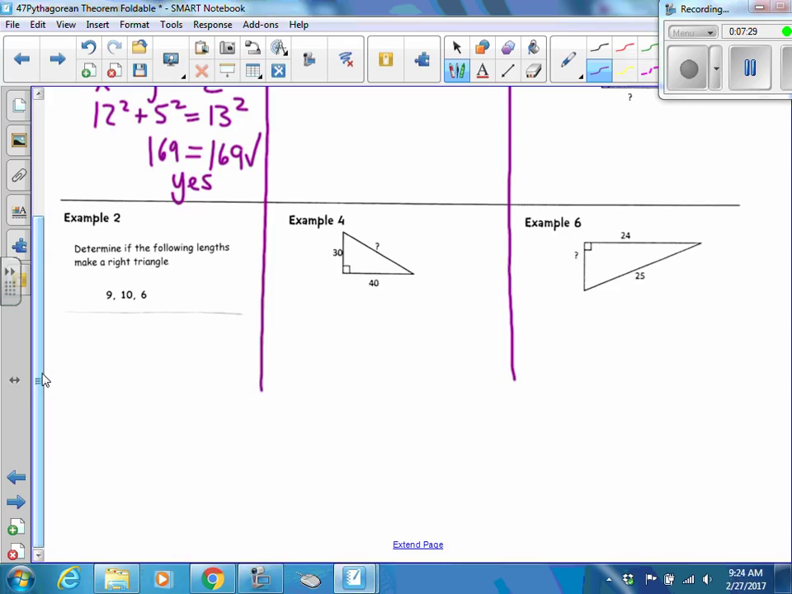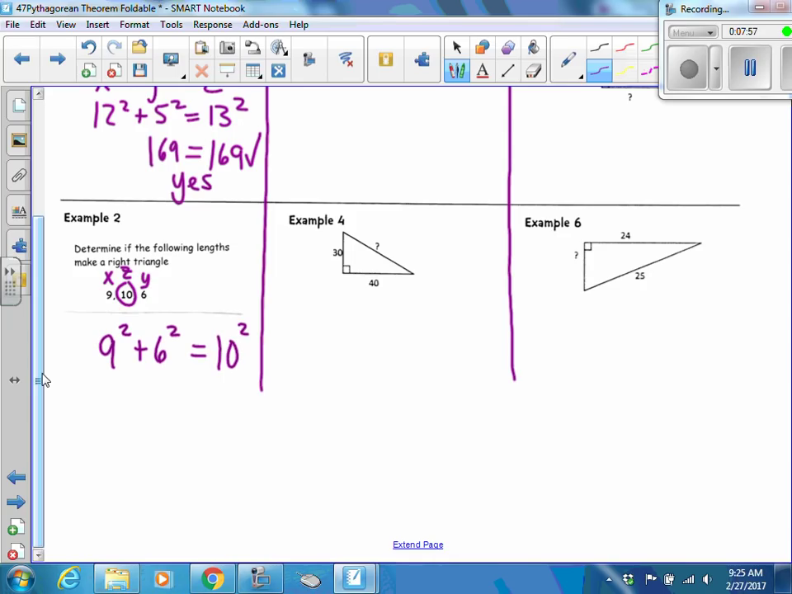Notice we don't have a figure for example 2, so we have to be a little more careful about selecting our hypotenuse. We do know that it's the longest side, so again I'm going to circle it and label it Z. And since the legs are interchangeable, I'll just make the 9 X and the 6 Y. So I'm going to go ahead and plug my numbers in right away since we've been using the formula a couple times already.